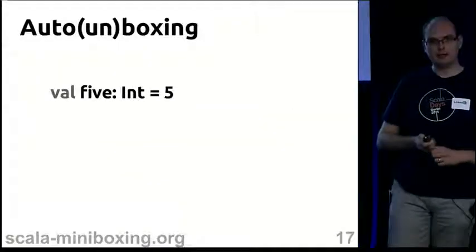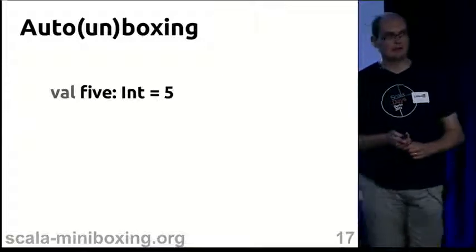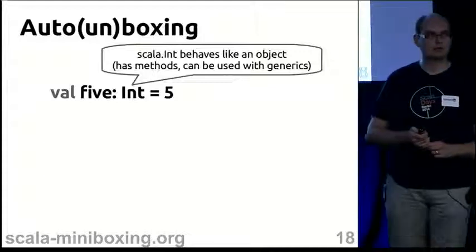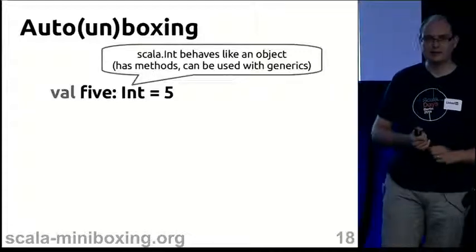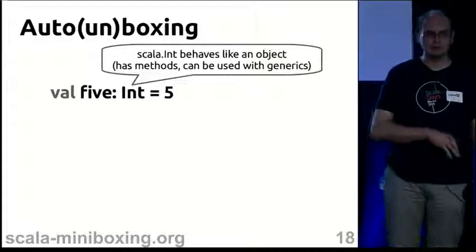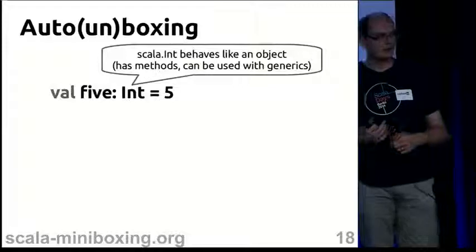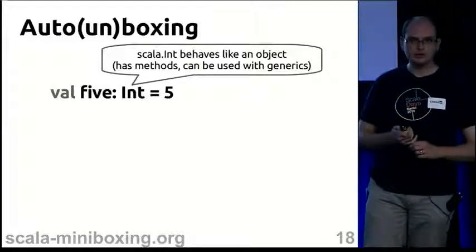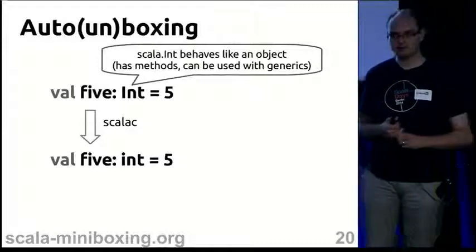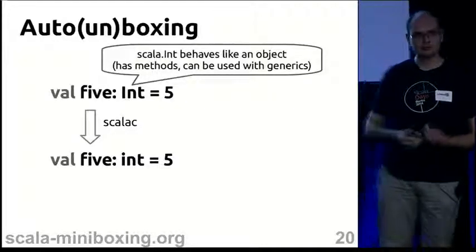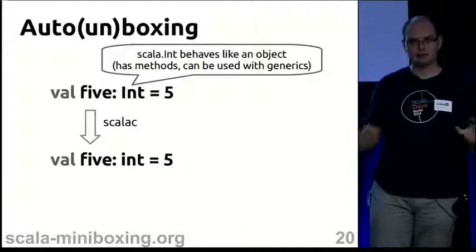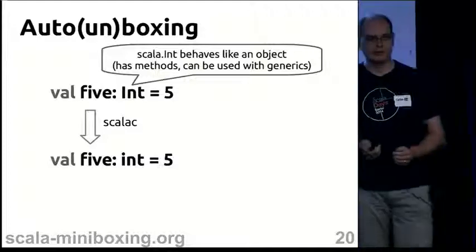What does Scala do about it? Well, when you compile something like val 5 of type Int, it does auto unboxing. Maybe it's good to say that Scala Int behaves much like an object. It can go into generics, it has methods, so it looks like an object, right? What scalac does is actually unbox it. So whenever possible, even though in Scala all the integers look as if they're objects, they're not.